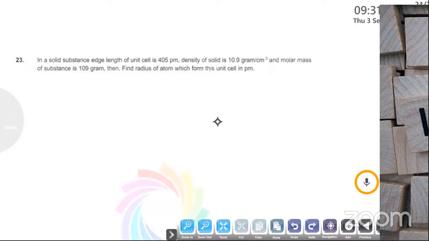Right. So here, in the solid state question, density is equal to Z into molar mass by Avogadro number into volume. Volume is equal to a cube. In a solid substance, the edge length of the unit cell, a, is given as 405 picometers, and the density 10.9 is given.